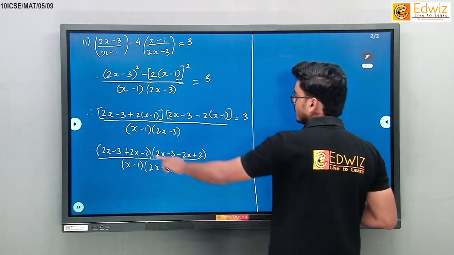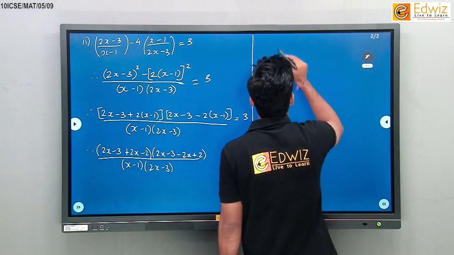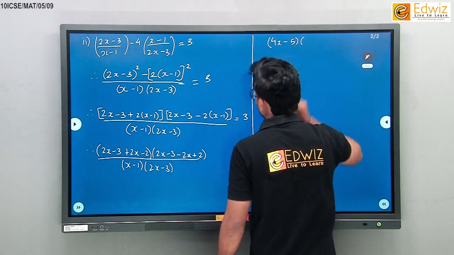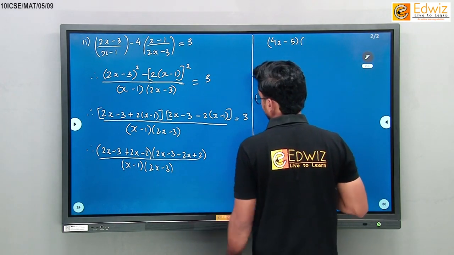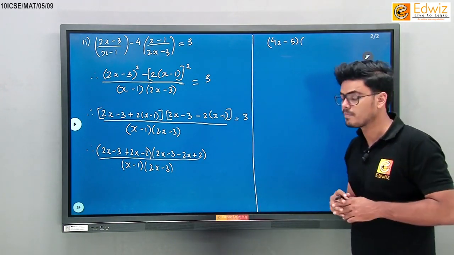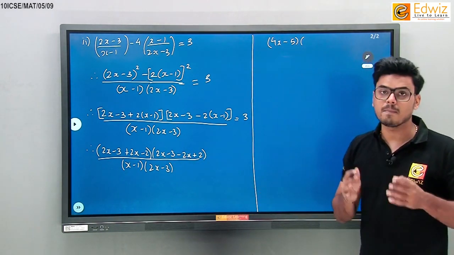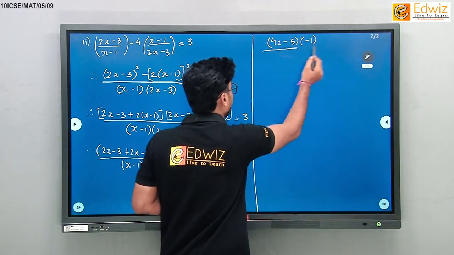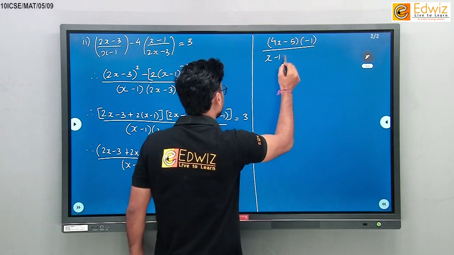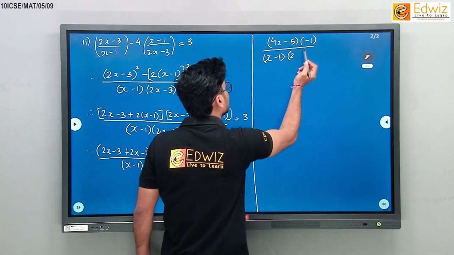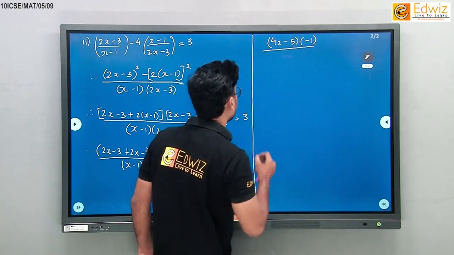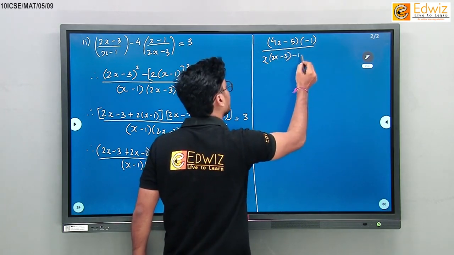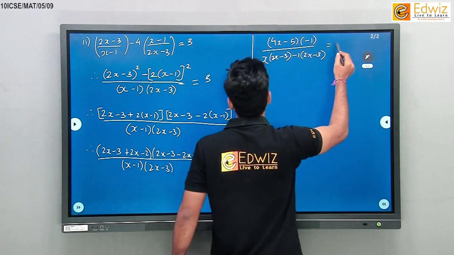So in the next step, 2x plus 2x will become 4x and minus 3 minus 2 will become minus 5, multiplied by 2x minus 3 minus 2x. So 2x and 2x will get cancelled this time and minus 3 plus 2 will become minus 1. Okay, so minus 1 is the only thing left in this bracket, divided by x minus 1 multiplied by 2x minus 3. So let us open the bracket in the denominator as well. This will become x into 2x minus 3 minus 1 into 2x minus 3 equals to 3.